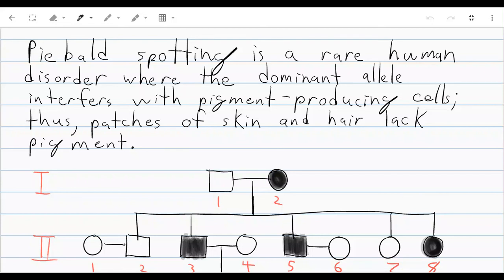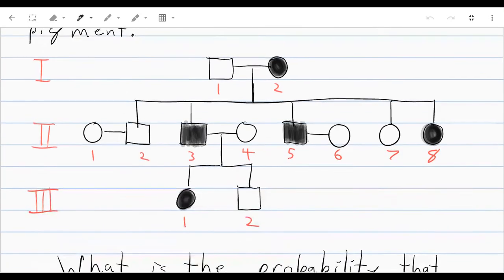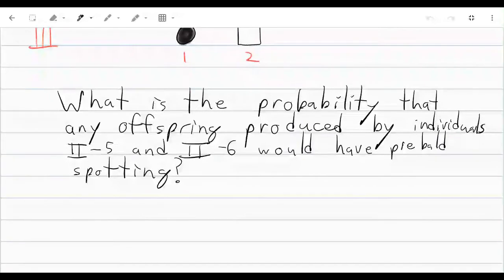Here we have a sample problem that gives us a chunk of information first. We are told that piebald spotting is a rare human disorder where the dominant allele interferes with pigment-producing cells. Thus, patches of skin and hair lack pigment. We're given a pedigree with 3 generations, and we're asked what is the probability that any offspring produced by individual 2-5 and 2-6 would have the piebald spotting trait.